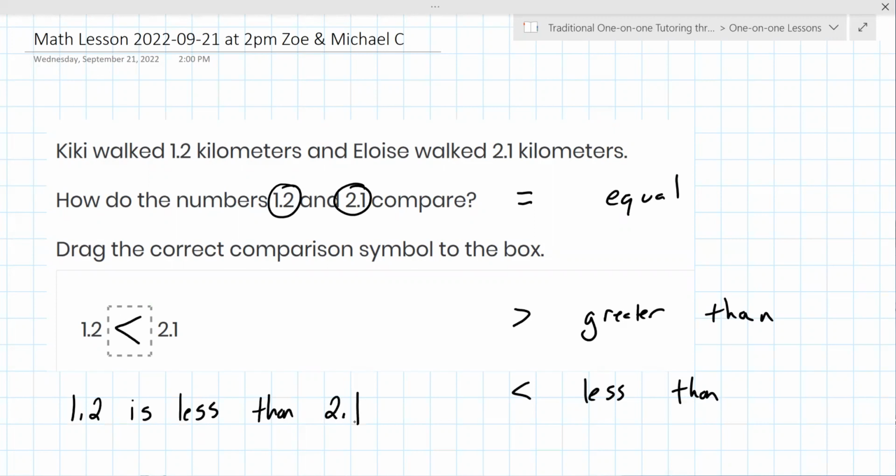Does that make sense? Yes. Okay. So even though 2.1 is greater than 1.2, we read it from left to right. So you look at it in terms of the number on the left there. So that's the first question. You may want to get that down. Let's look at another question here together.